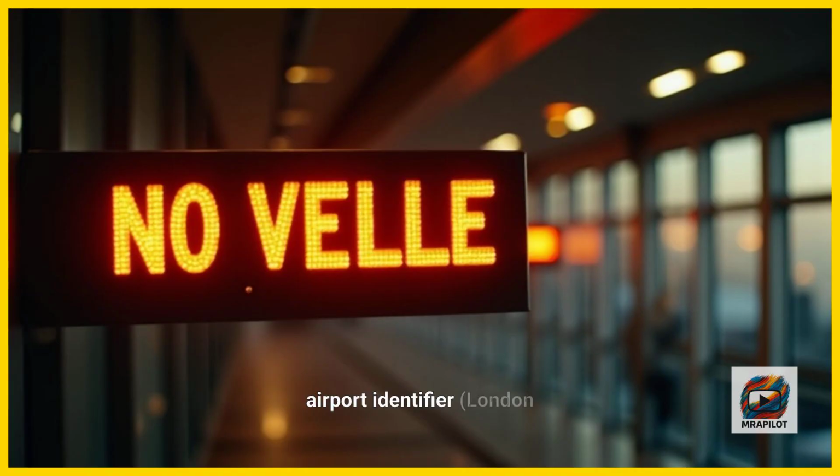EGLL is the airport identifier, London Heathrow. 131720Z is the time the TAF was issued, 13th day, 1720 UTC. 1318-1424 is the forecast period, from 6 p.m. Universal Time Coordinated on the 13th to 2400 hours UTC on the 14th.